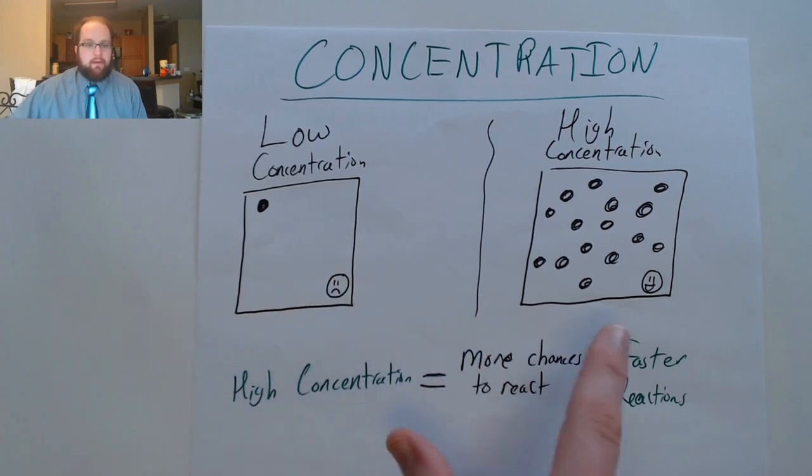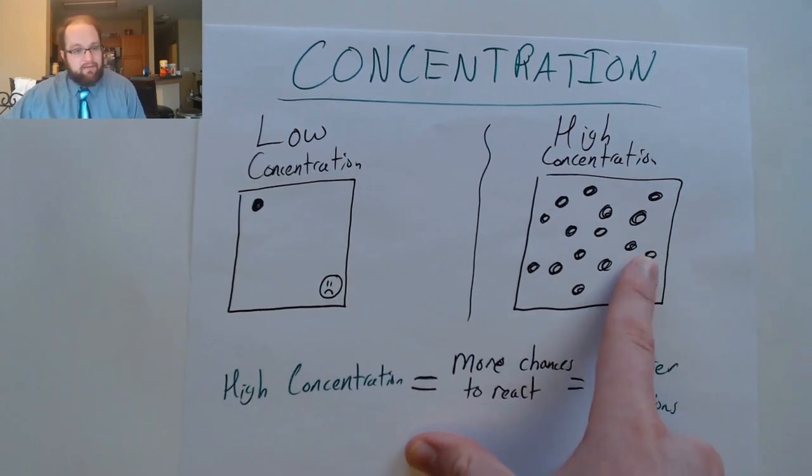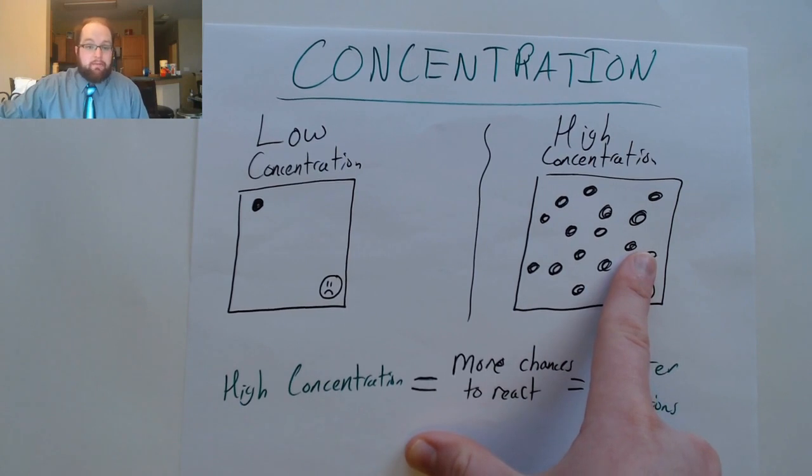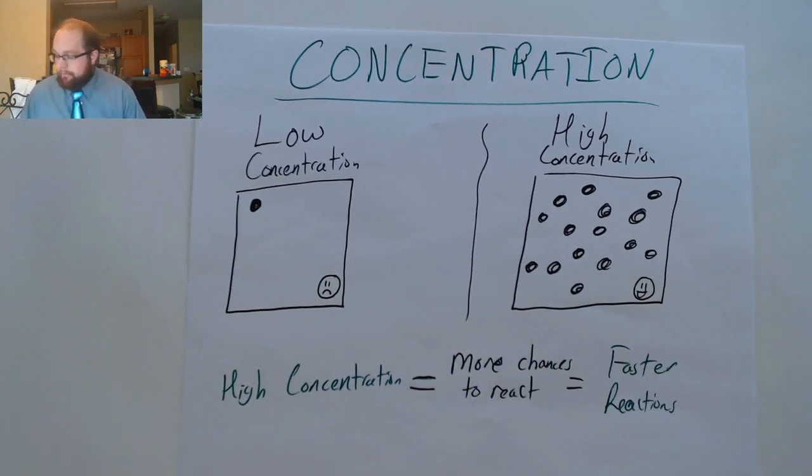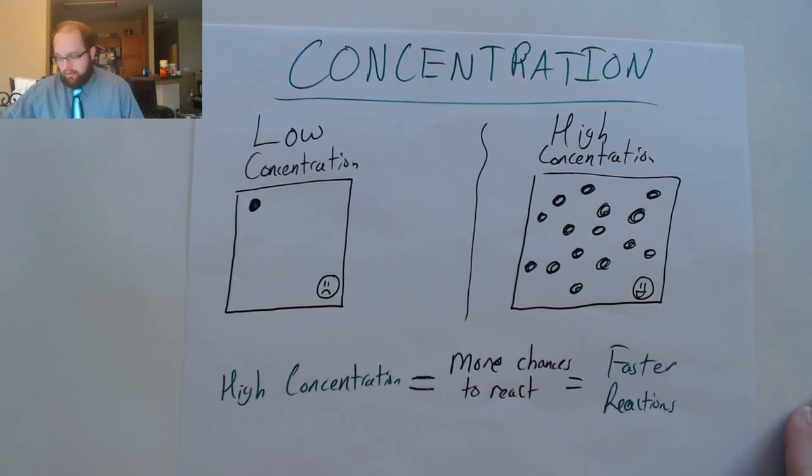Remember, they're going to be moving around. But when there is a high concentration, there's going to be a lot of space for things to move around. And then this guy can find a partner much, much easier. So we know that high concentration means more chances to react, and that means, again, faster reactions.